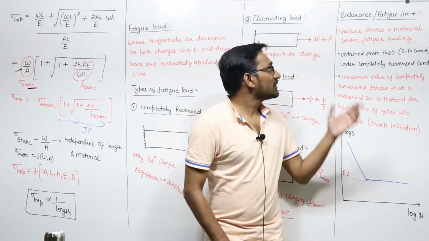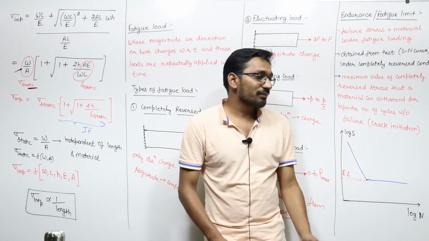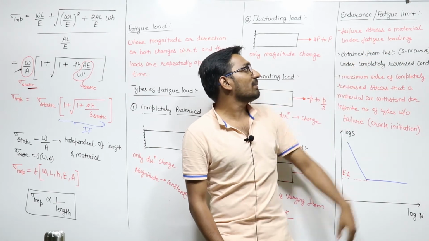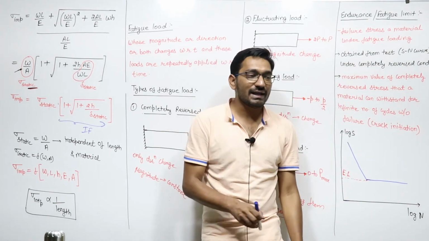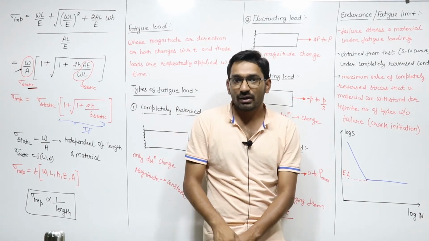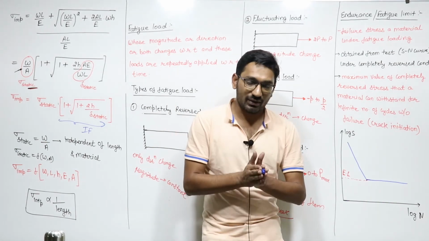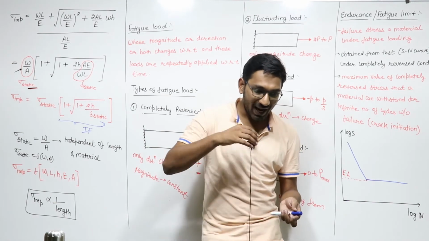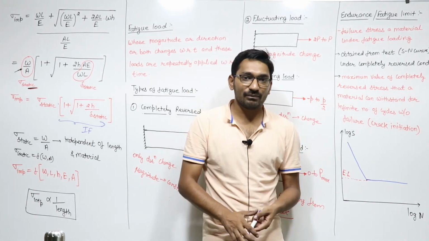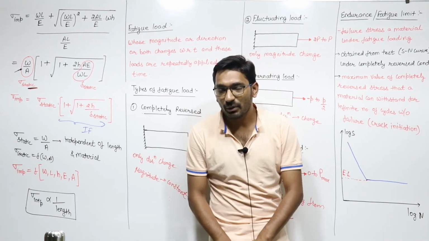So endurance strength, or the fatigue limit, will give us the failure stress of a material under fatigue loading. If you take one material under fatigue loading, what would be the failure stress? It means at what amount of fatigue loading this member can fail. Suppose we have a mild steel component.